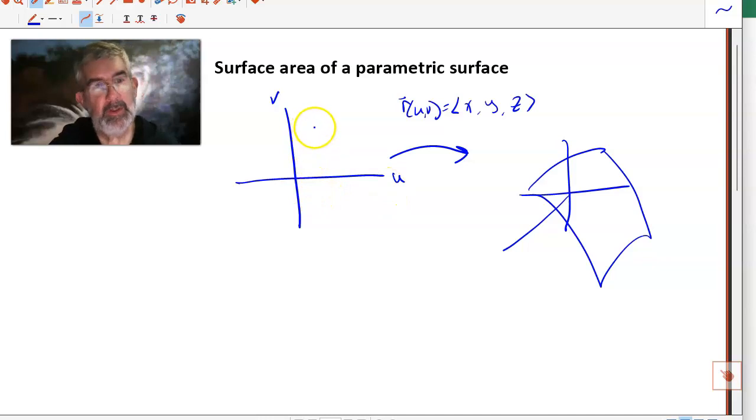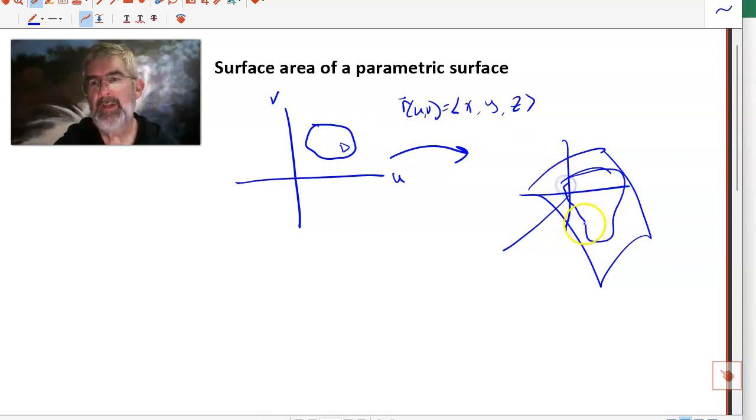And in particular, what we want to look at this time is you've got some region, let's say region D here, and that region in particular is being mapped to some piece of that surface. And the question we're trying to ask is, what's the area?